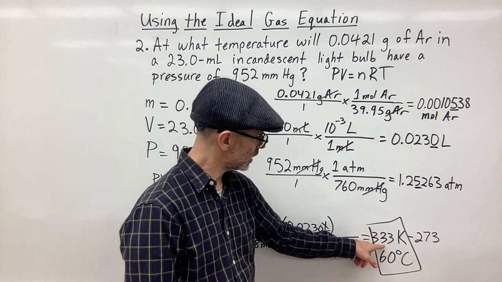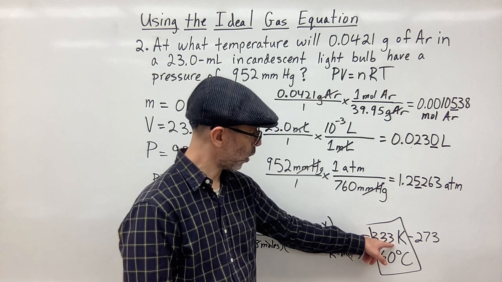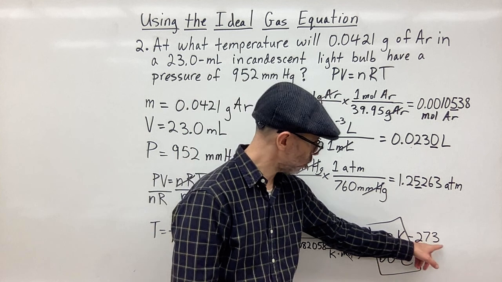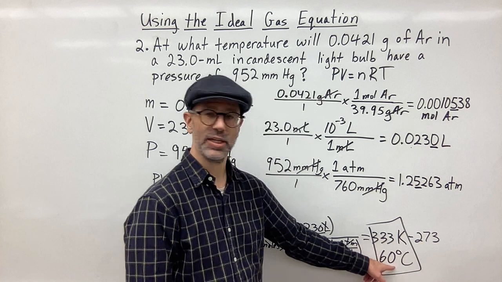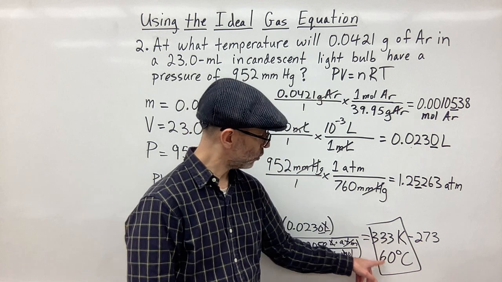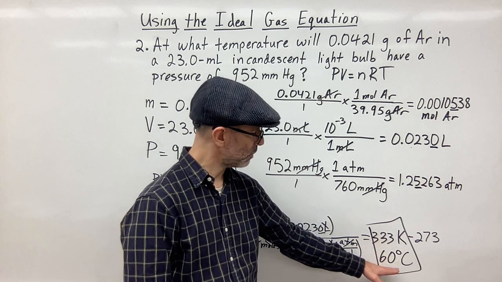So this has 0 decimal places. The last digit is the ones place. Here the last digit is the ones place. So here the last digit is the ones place. So that's all we care about here.